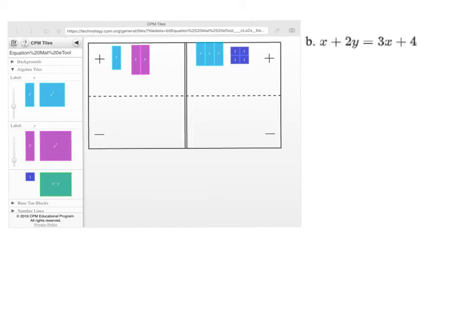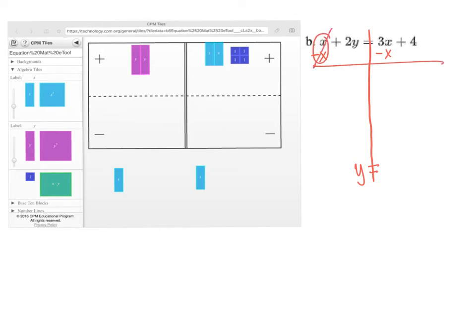Now let's work to get the y tile by itself on the left side of the equation. So the first legal move that I see that I can do here is I can remove an x from the left and from the right. Let's show that work here. So now I'm going to subtract an x from the left, subtract an x from the right, and I am left with, on the left, just 2 y tiles, and on the right, I'm left with 2x plus 4.